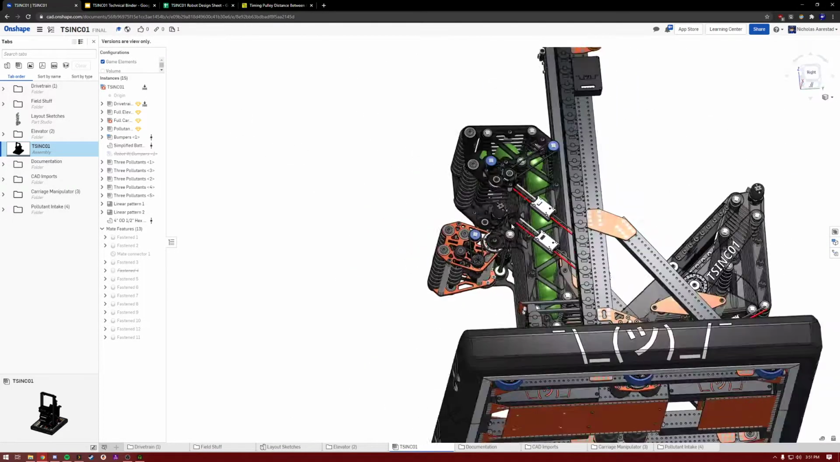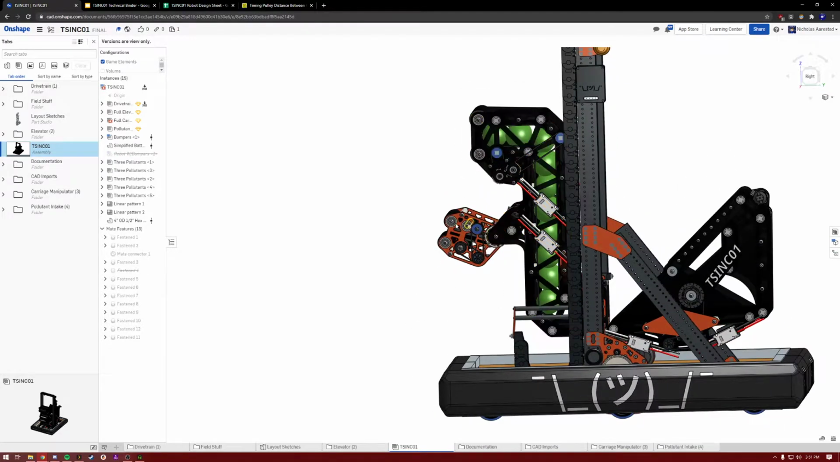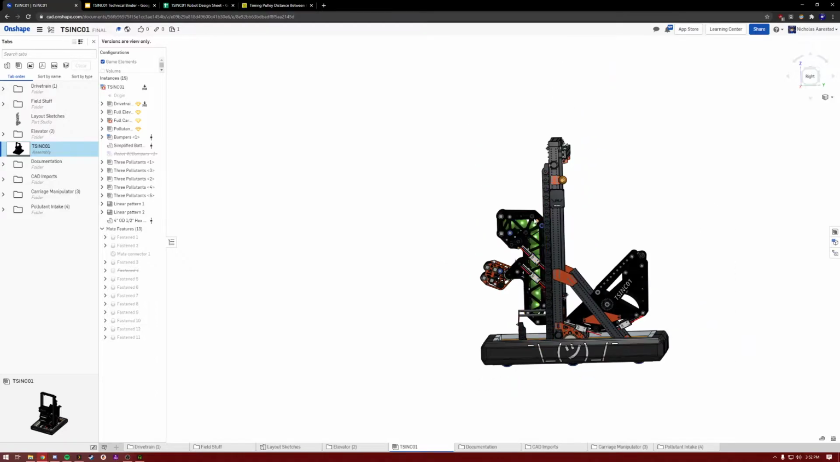So, like I said, the overall concept of this robot was that I don't expect to be doing very much with pollutants. But what I do expect to do with them is score them really, really fast at the end. So this is designed to be a dumper robot.